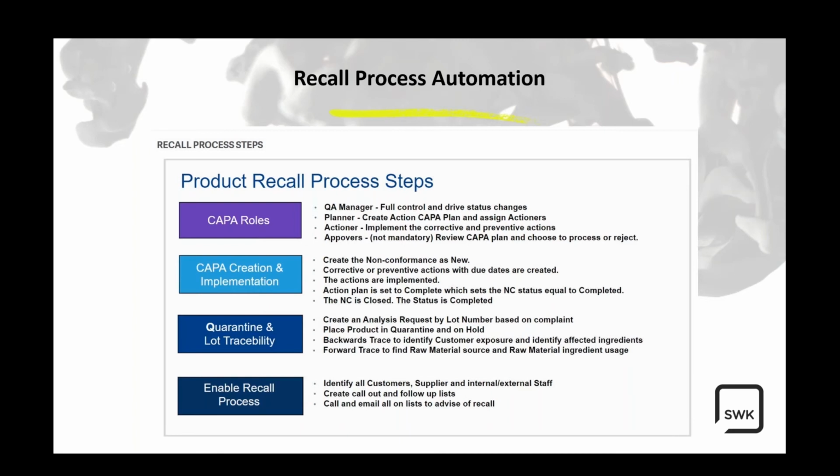Then the next step would be once I created that CAPA to say that there's a non-conformance issue, I can place product on hold and I can start my lot traceability.